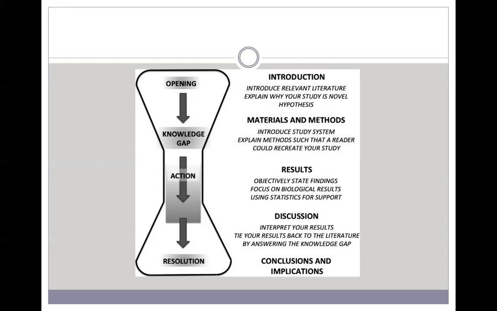But in formal terms, you have an introduction where you introduce your relevant literature and explain why your study is novel. And then you talk about your materials and methods, where you talk about how you researched it. You talk about all the things that you did to run this study, so that anyone who's reading it could replicate it if they wanted to. And then you talk about your results. You objectively state what you found. You don't do any inferences or any analysis. You just say what you found using statistics.